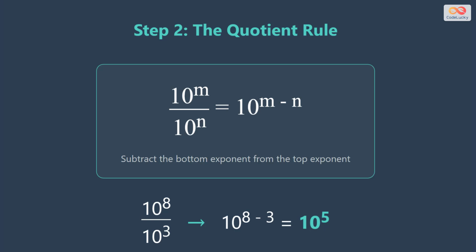Next, we handle the powers of 10 using the quotient rule for exponents. The rule states that when you divide powers with the same base, you subtract the exponents. So, 10 to the 8th divided by 10 to the 3rd becomes 10 to the power of 8 minus 3, which is 10 to the 5th.